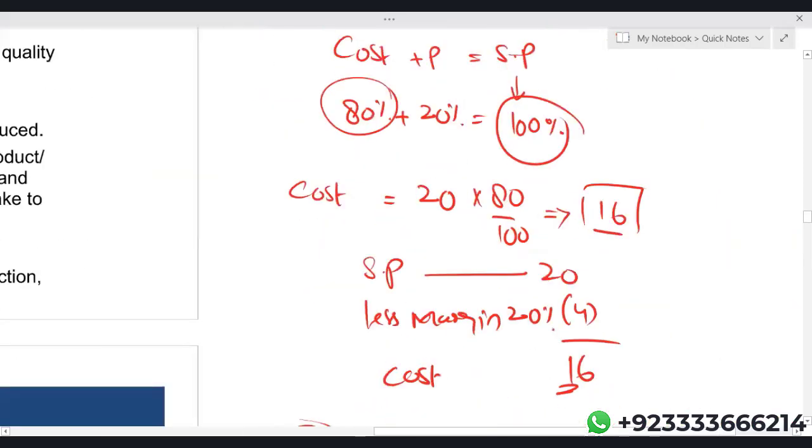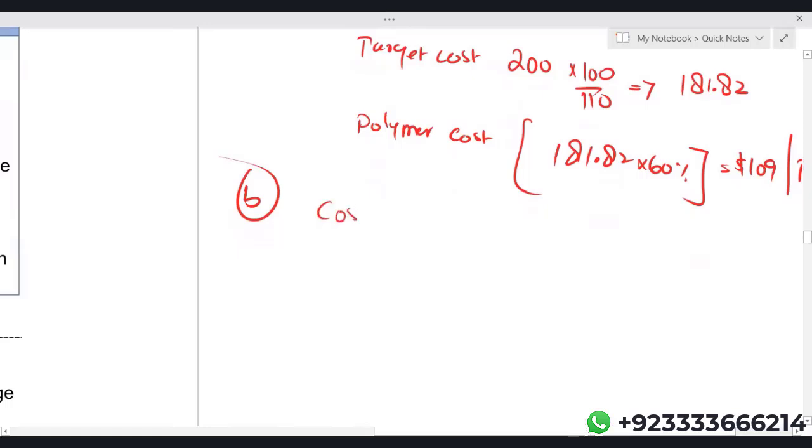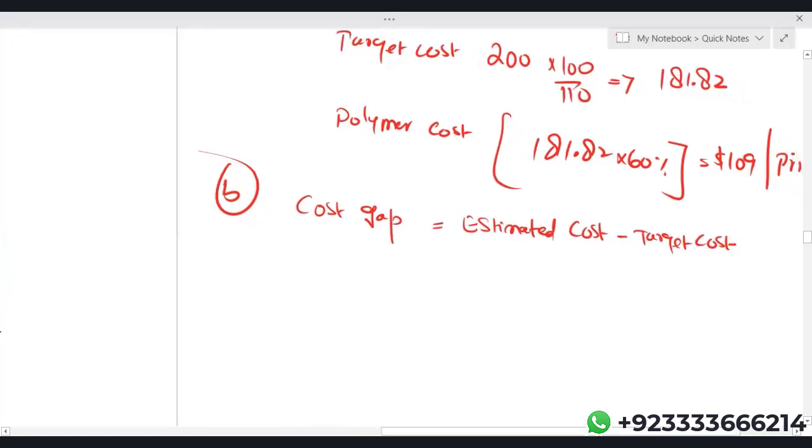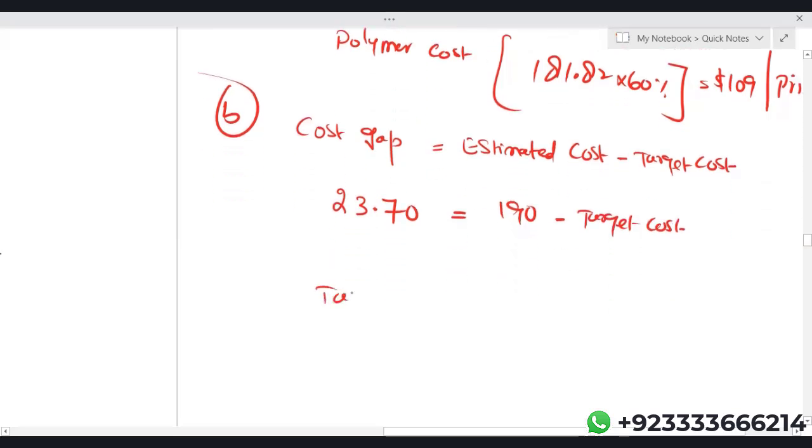Now, first of all, cost gap is equal to current estimated cost minus the target cost. They've given us the cost gap, which is 23.70. Estimated cost we have calculated 190 minus the target cost, which we don't know. So very easily we can calculate that. Target cost is equal to 190 minus the cost gap. So basically the target cost is 190 minus 23.70. I'm getting 166.30.